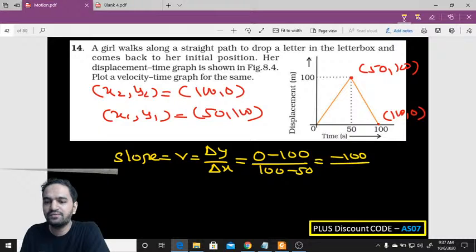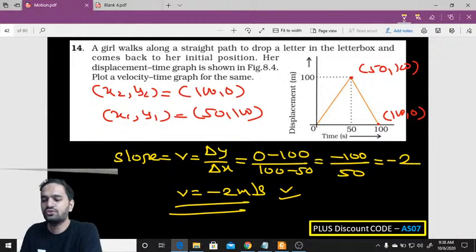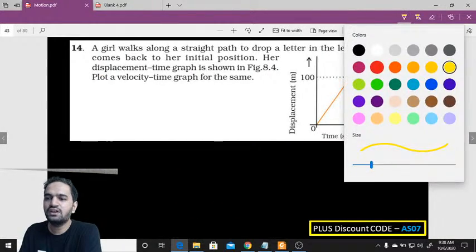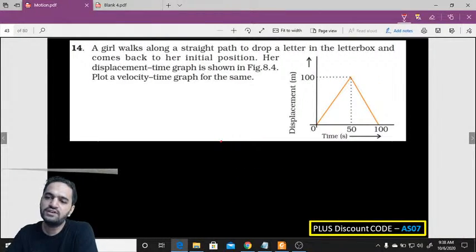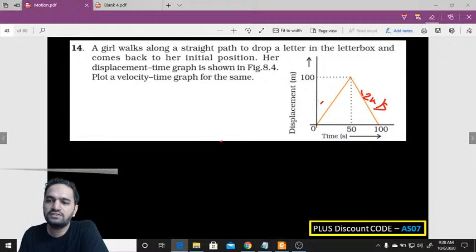This would be minus 100 and 100 minus 50 is 50. Okay, so that is minus 2 meter per second. So velocity in this case is minus 2 meter per second. Agreed? I hope you are understanding this, right? So what we found out was for the initial one the speed was plus 2 meter per second. So for the first journey it was plus 2 meter per second and for the other side it is minus 2 meter per second. Okay, are you understanding this? For the first case that is plus 2 and for the second case it is minus 2.